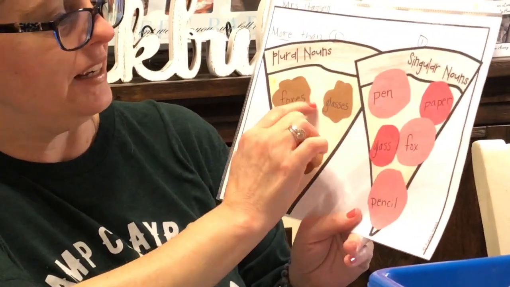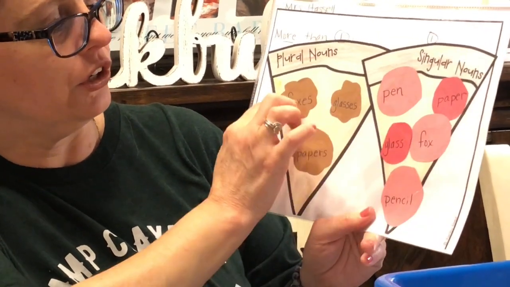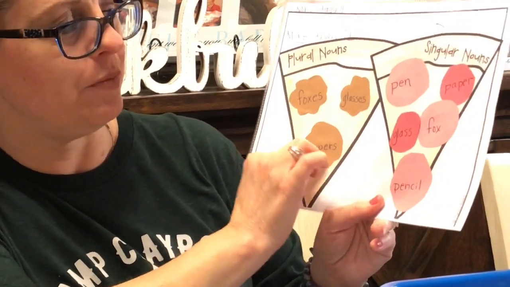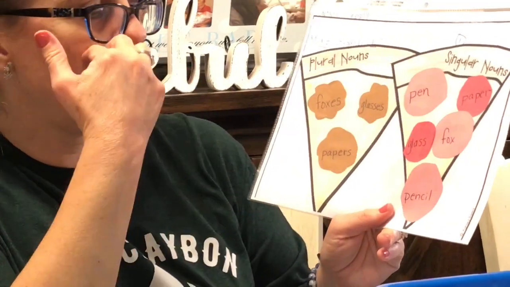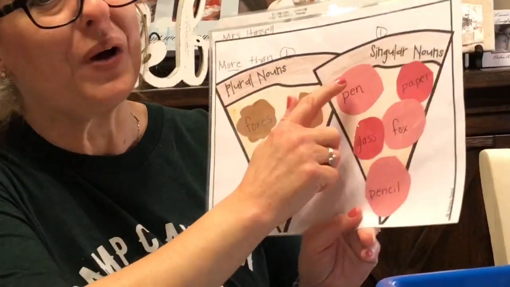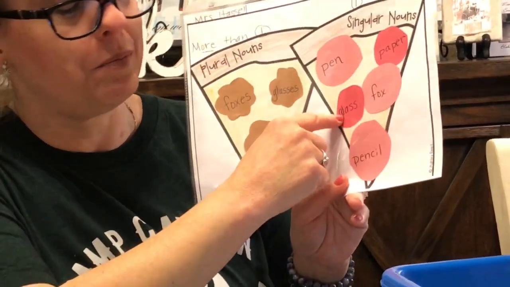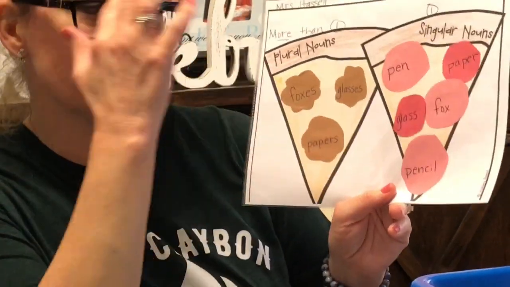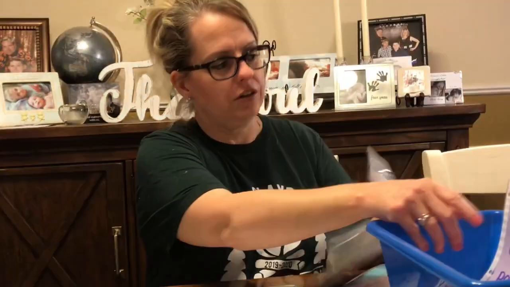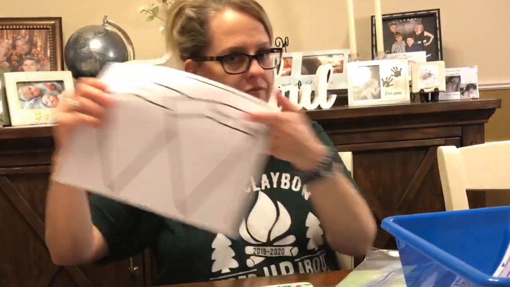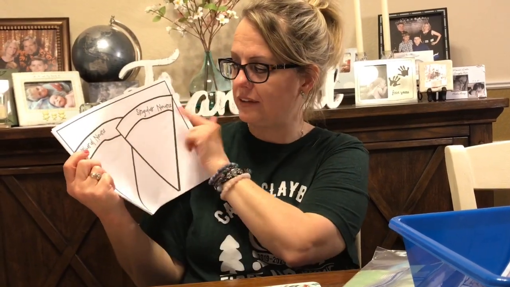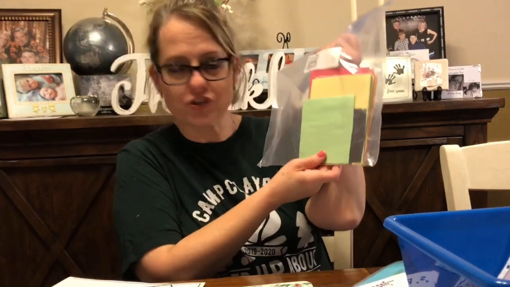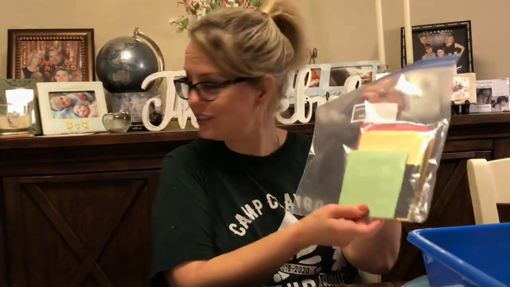So I actually did the singular of foxes, glasses, and papers. And then I just added 2 extras. So what I did was I pretended like this is pepperoni and the pink ones are Canadian bacon. Sometimes that's pretty yummy to eat. So when you go to this station, you will find your plural noun, singular noun, pizza page. And also in this bag, I have just some little papers that you can use.